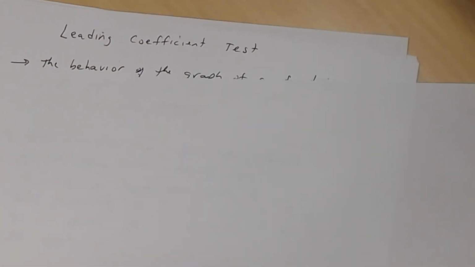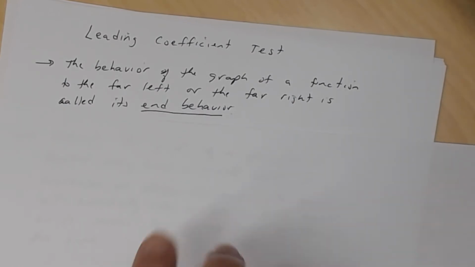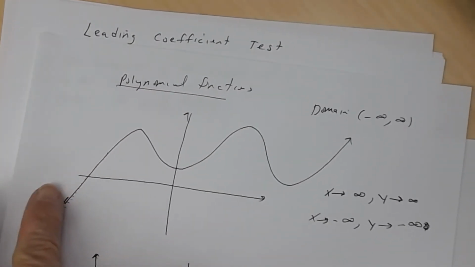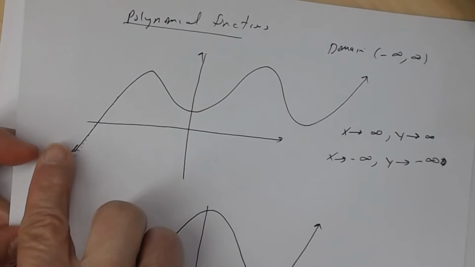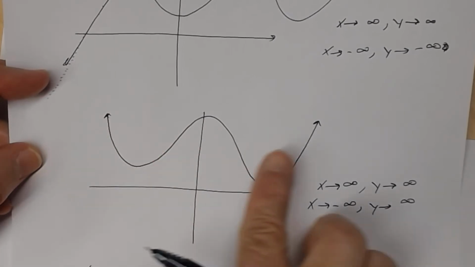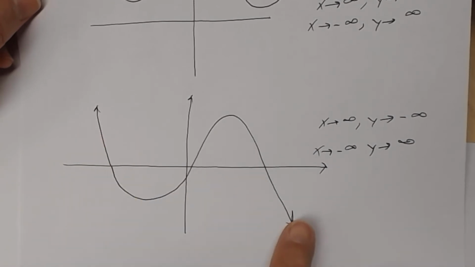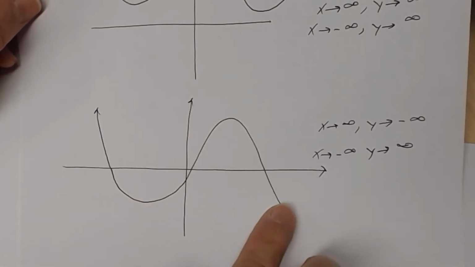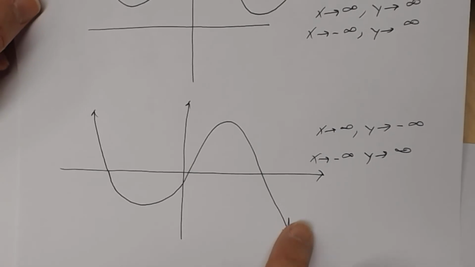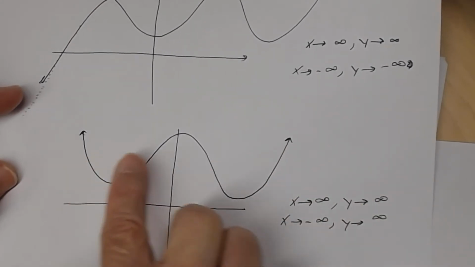Let's talk about the leading coefficient test. So the behavior of a graph of a function to the far left or the far right, meaning the left end and the right end. I don't care what happens here. I'm just interested in what happens on the outsides, on the ends of the graph. I don't care what happens here. I just want to know what happens on the ends of the graph.